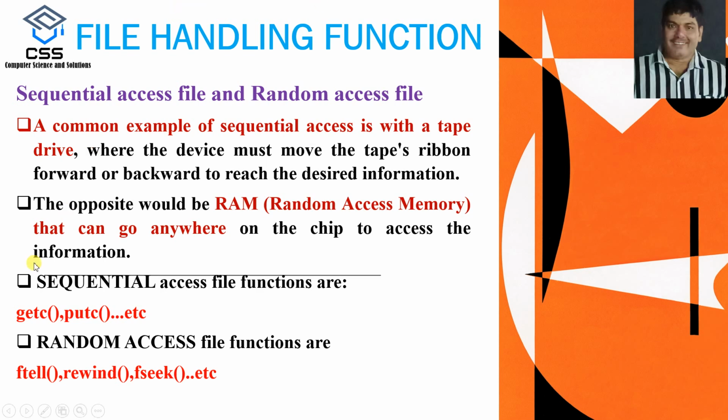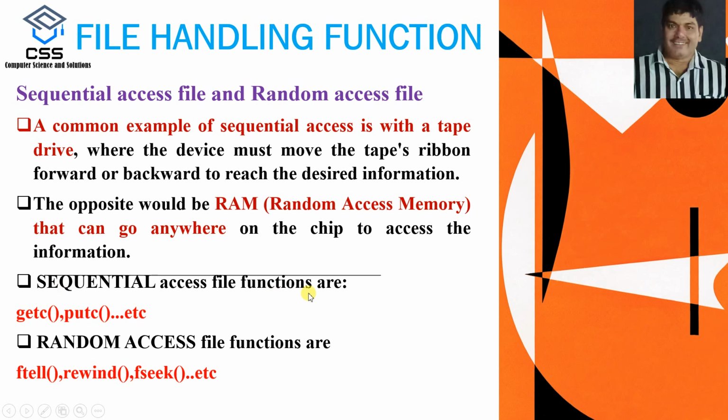The example of sequential access is, as I told, the tape ribbons previously used in cassette systems. That is your sequential access. But accessing the data or the read-write process of the data in RAM is the example of what? The random access. That is written. A common example of sequential access is a tape drive, where the drive must move the tape's ribbon forward or backward to reach the desired information one after another. But the opposite of sequential access is random access memory, where we can go anywhere from one location of the chip to another location.